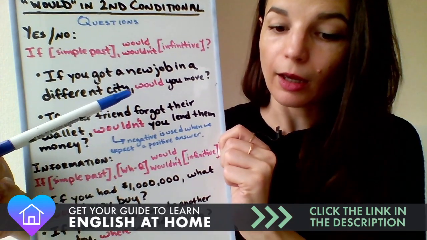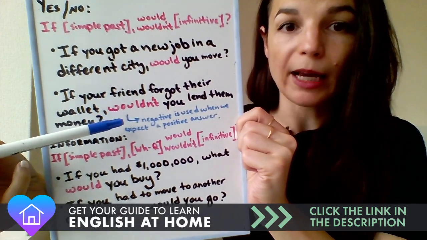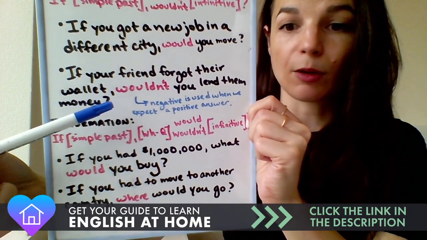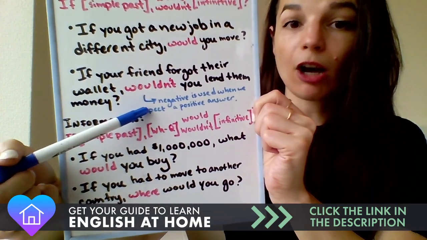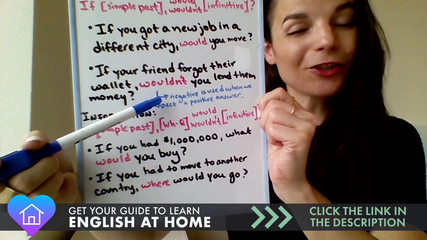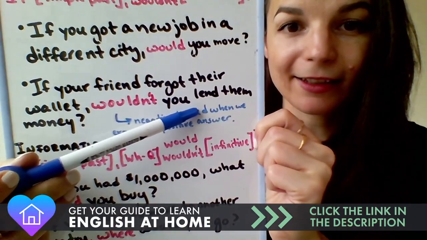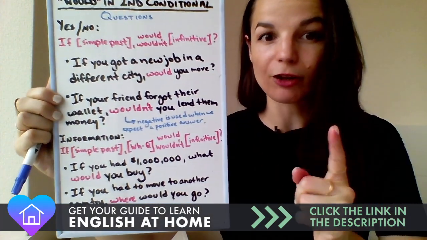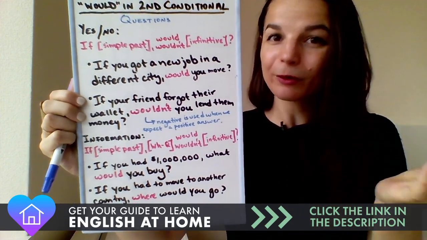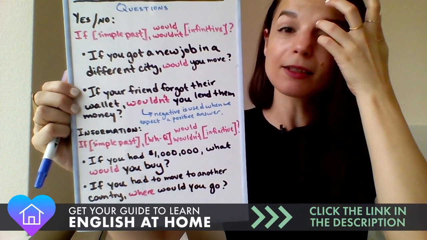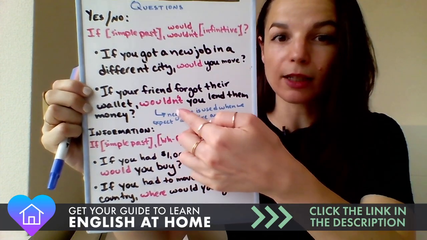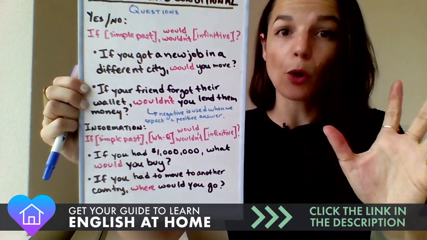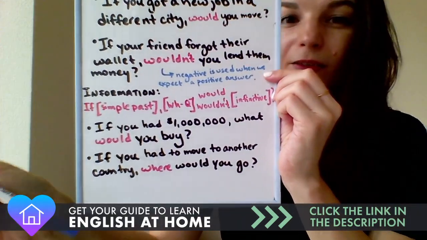Okay. Let's go to the next example with yes or no. This one uses a negative. I'll explain why in just a moment. If your friend forgot their wallet, wouldn't you lend them money? This is lend, so to give someone something for a short time. If your friend forgot their wallet, wouldn't you lend them money? So why is this negative? Why didn't I say would here? Actually, would is correct. Would you lend them money? That's also totally correct. So why did I use a negative here?